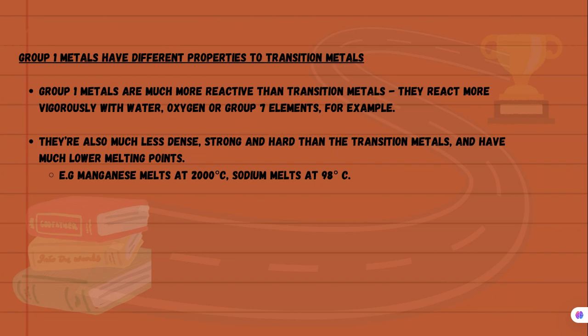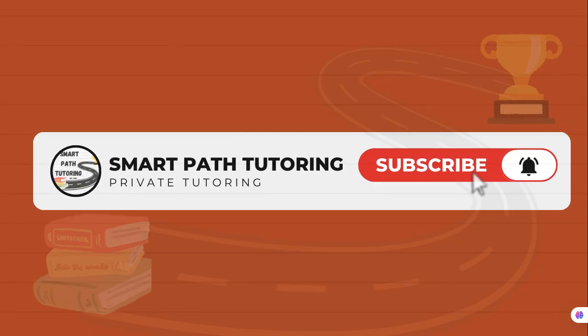Group 1 metals have different properties to transition metals. Group 1 metals are much more reactive than transition metals. They react more vigorously with water, oxygen, or group 7 elements. They are also much less dense, strong, and hard than transition metals and have much lower melting points. For example, manganese melts at 2000 degrees Celsius. Sodium melts at 98 degrees Celsius.